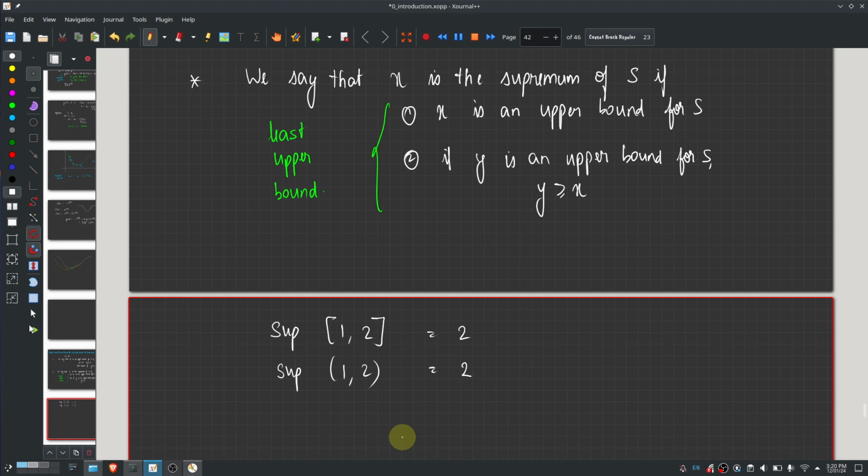Alright. So just as we define the supremum, we can also define the infimum. So the infimum is, again, x should be a lower bound for S, and if we have any other lower bound, then that should be less than or equal to this particular lower bound. So it's the greatest lower bound.